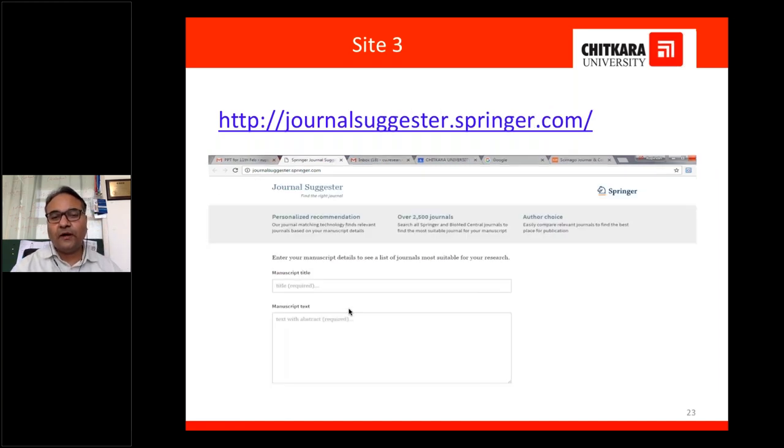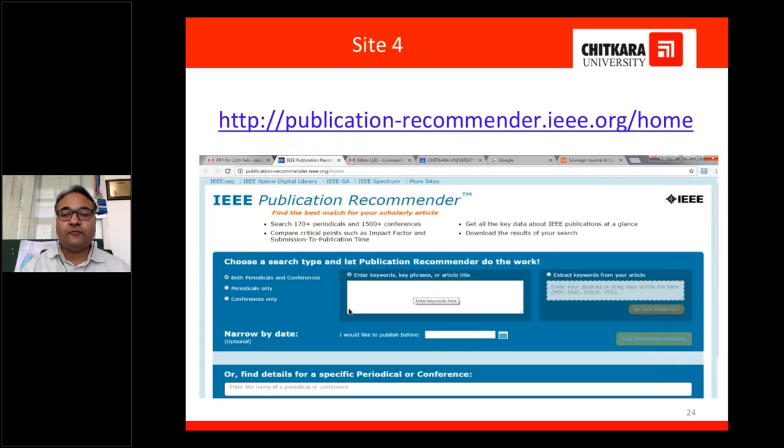The same kind of service is provided by Springer also, that is journalsuggester.springer.com. So these links will be sent to you, and you can keep on exploring them time and again. A similar service is provided by IEEE also, that is publication-recommender.ieee.org. And again, you need to give in some keywords.